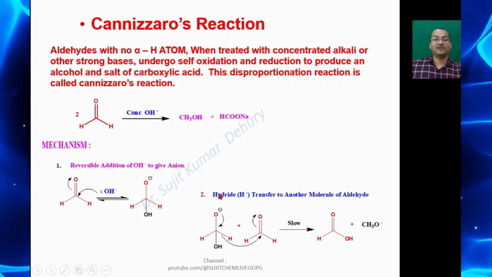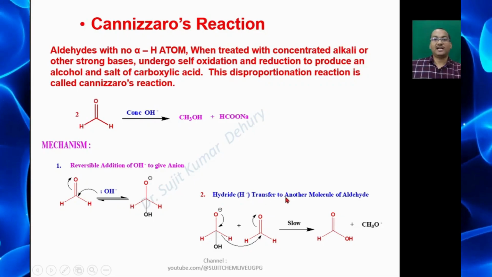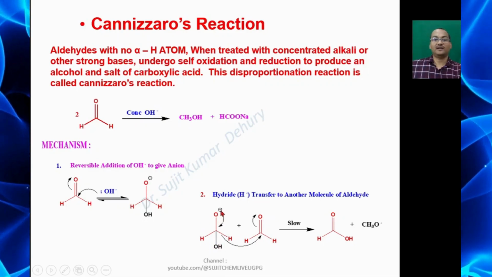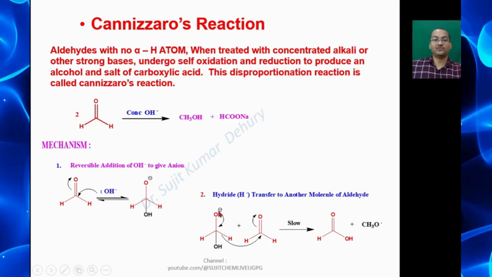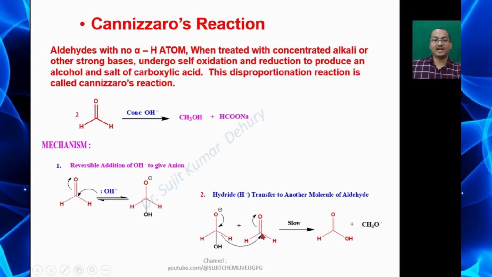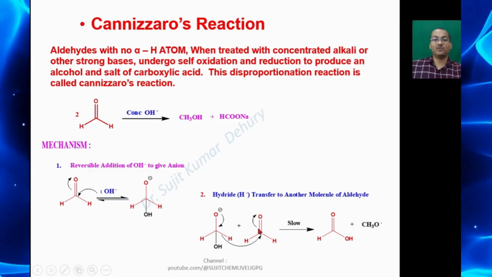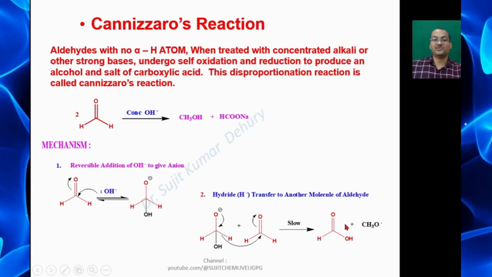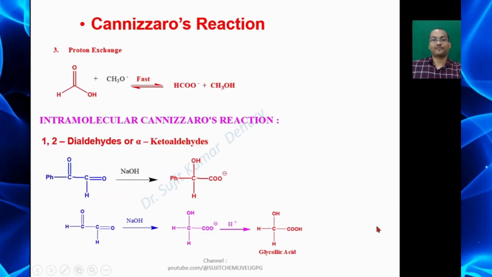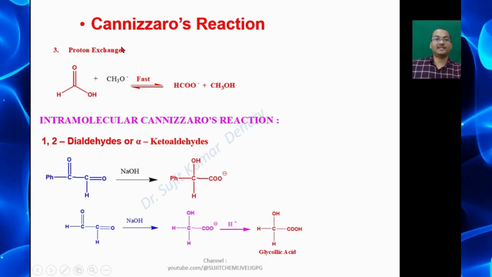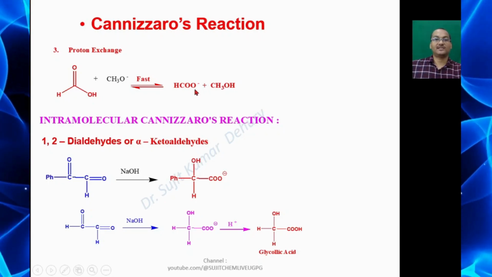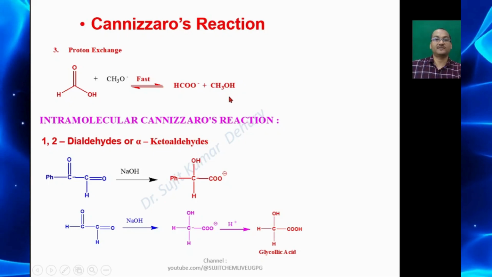So in this step, the hydride ion transfers to another molecule of aldehyde. So this oxyanion molecule will react with another molecule of aldehyde. So when this O minus comes back, it will transfer H as H minus. So H minus attacks this carbonyl carbon and C double bond O will break on oxygen, giving rise to this carboxylic acid plus CH3O minus. So in next step, the proton exchange takes place, which is a very fast step, giving rise to HCOO minus Na plus and CH3OH.